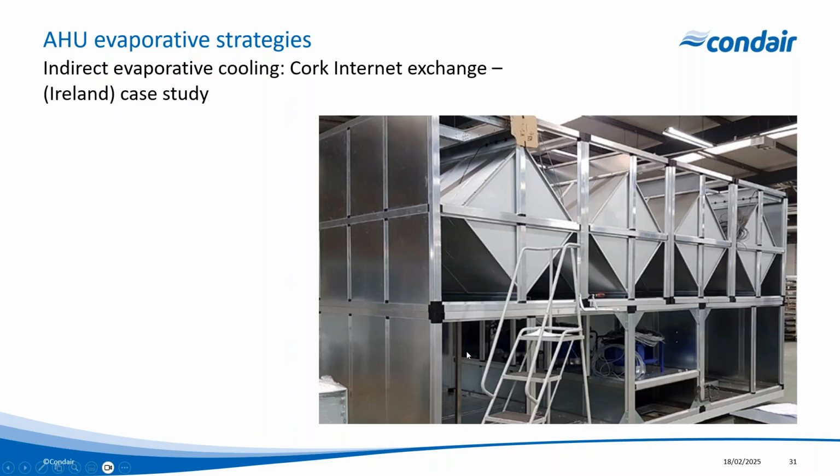So this is what the system looked like inside. And just to give you an idea of scale, got a small step ladder just beside the unit. So again, air drawn up from the hot aisle, through the first heat exchanger, through the second heat exchanger, supplied back down to the cold aisle.